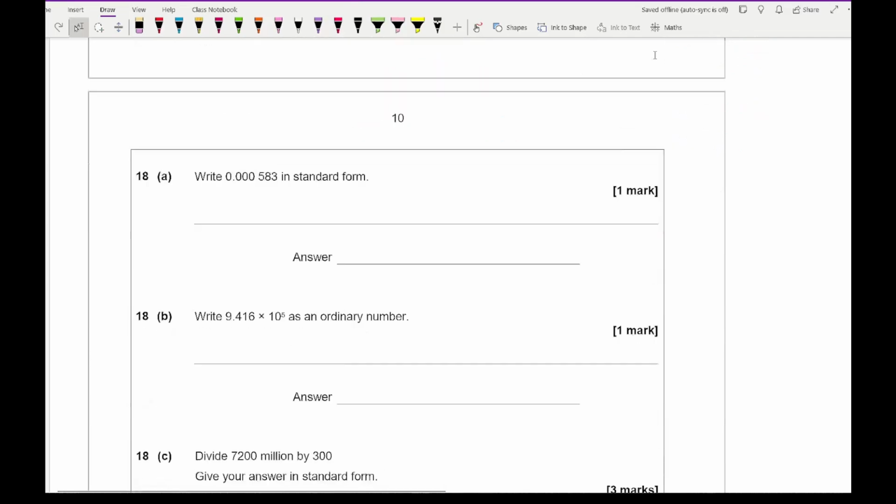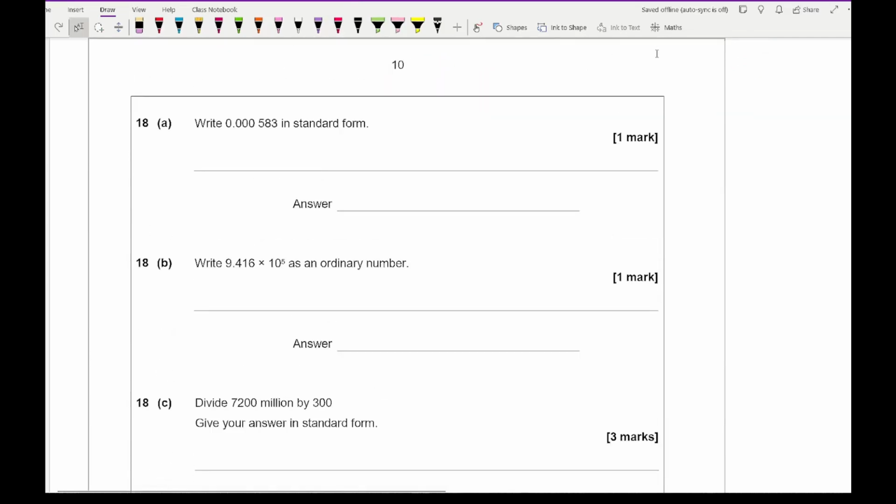Moving on to question 18, so we're now moving on to standard form. It says write 0.000583 in standard form. For this I underline the numbers, ignoring any zeros at the start. So I'm going to write this number 583 as a number between 1 and 10, so that's going to be 5.83 multiplied by 10. Now because this is a small number, it's going to have a negative power. Focusing on the decimal point of 5.83, I then just need to count the number of places I've moved it, so that's 1, 2, 3, 4, so it's going to be to the power of -4.